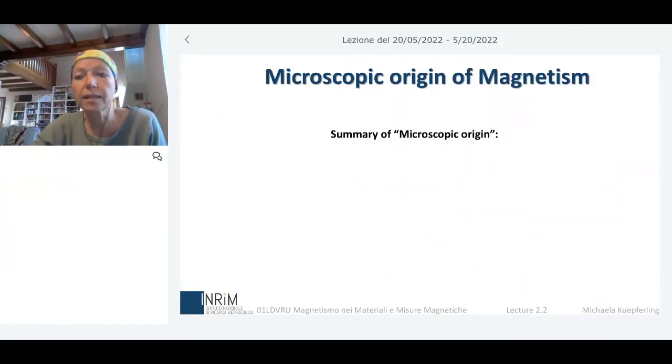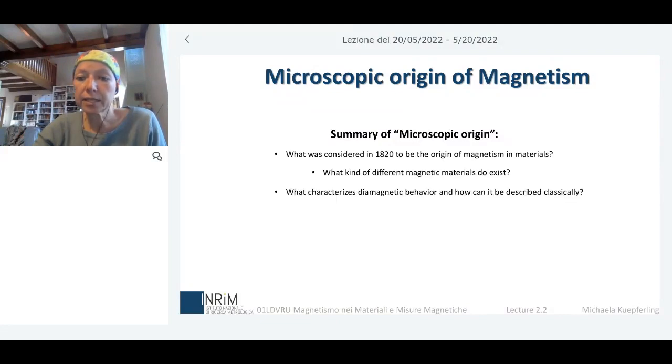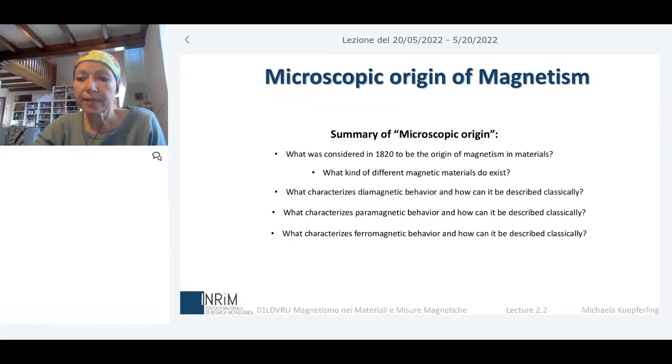And this brings us to the end of this lecture, because the origin of ferromagnetism we will study in my next lectures on Monday morning. And there we will try really to understand from where is coming exactly the magnetic moment and magnetization of a material. So here's the summary, and here you can see a few questions, and you should be able after this lecture to answer these questions.